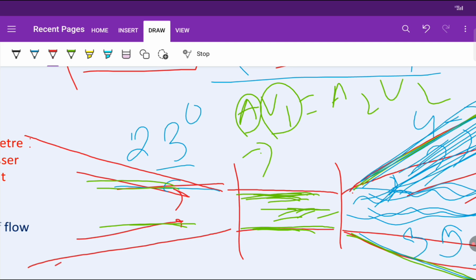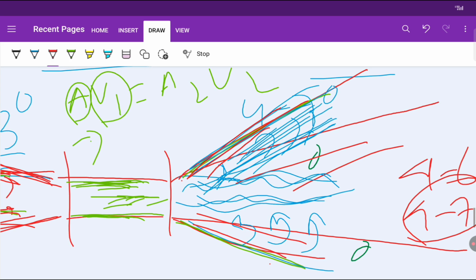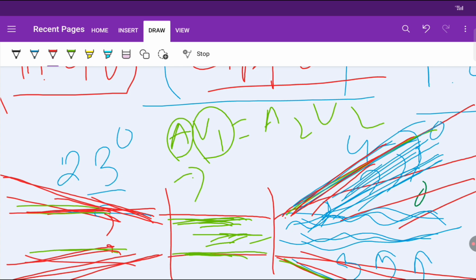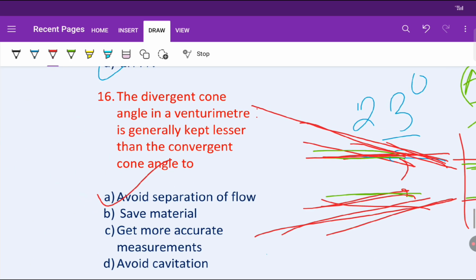But in this case, in our conversion section, there will be no chance for flow separation. Okay, flow separation is not dominant in this case, but in this case flow separation is dominant. Okay, so to take care of this, we provide a 4 to 7 degree divergent angle, right? So to avoid separation of flow. Okay.